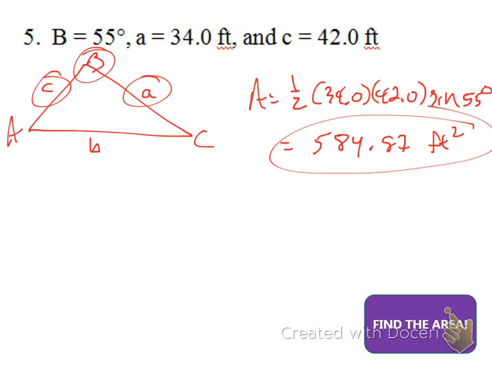Done. So it's the two side lengths multiplied together, then multiply it by the sine of the angle between them, and then divide it by 2. Okay?